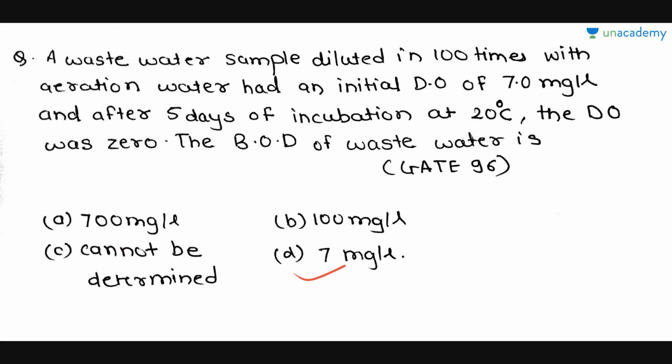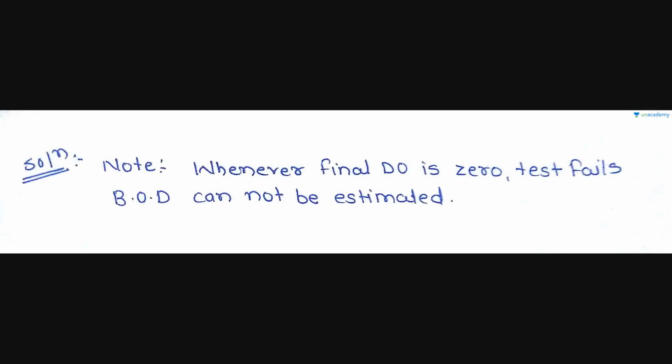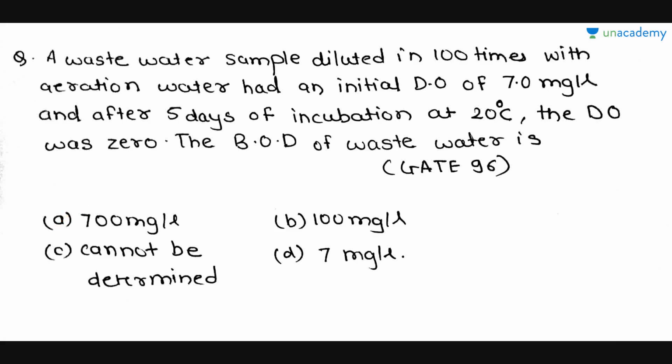For this question you need to give attention to this line, which is DO was 0. So after 5 days of incubation at 20 degrees Celsius the DO was 0. So note that friends, whenever the final DO is 0, the test fails and BOD cannot be estimated. You need to remember this. This is a very important note. So here the correct option is option C, that it cannot be determined.